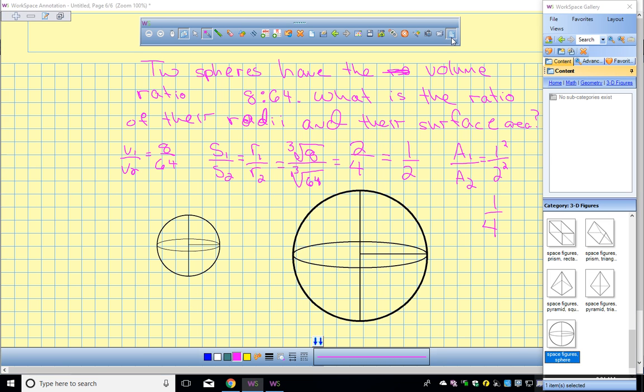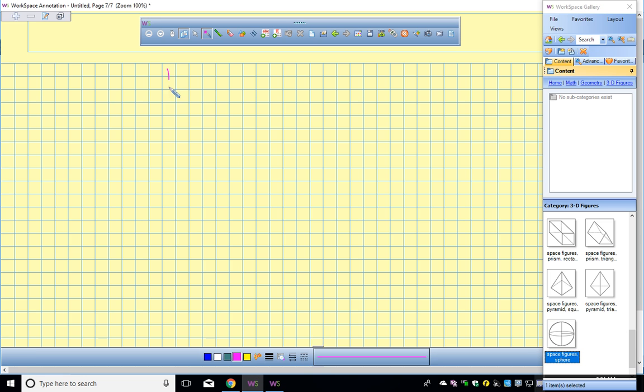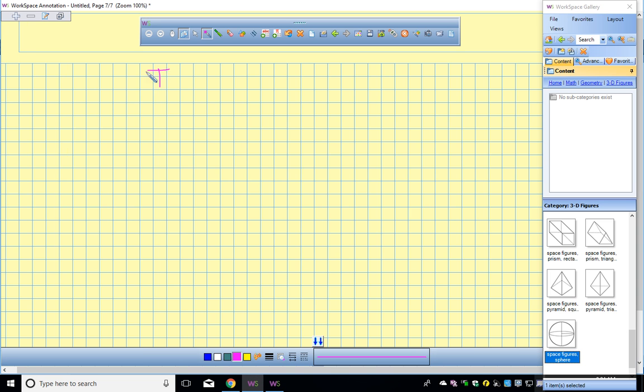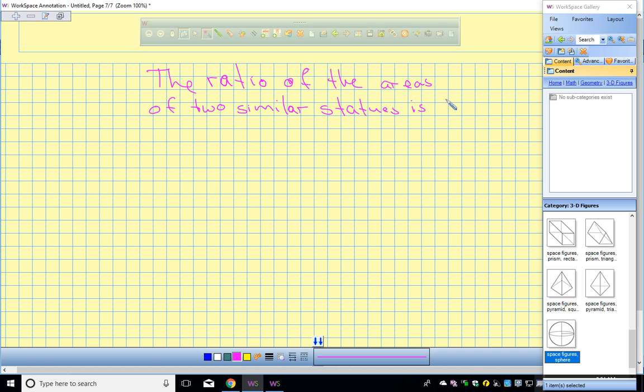Let's do one more. The ratio of the areas of two similar statues. Let's see if you guys can do it. Statues. How do you spell statues?